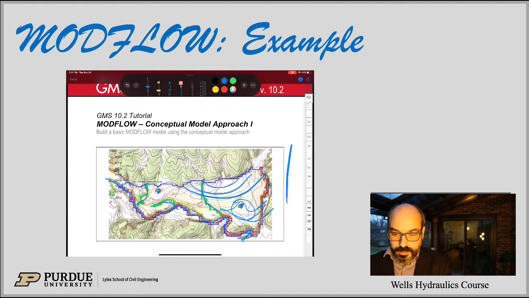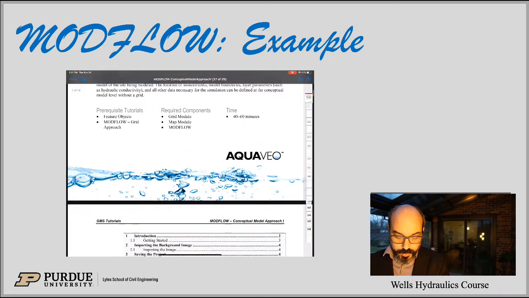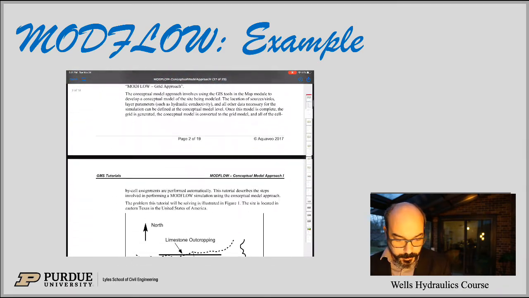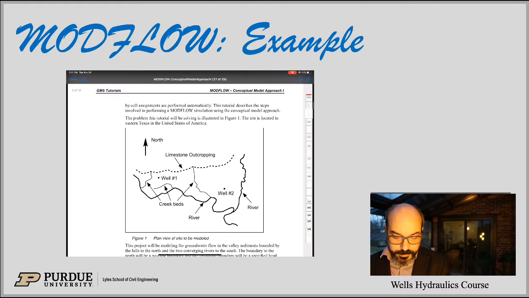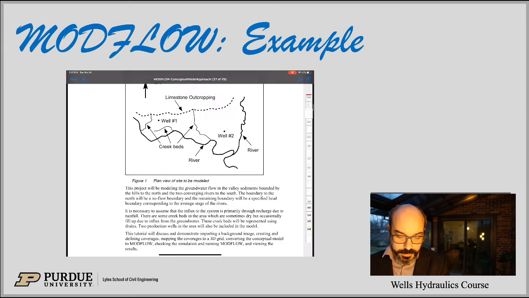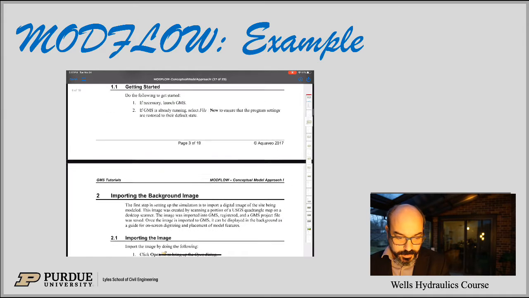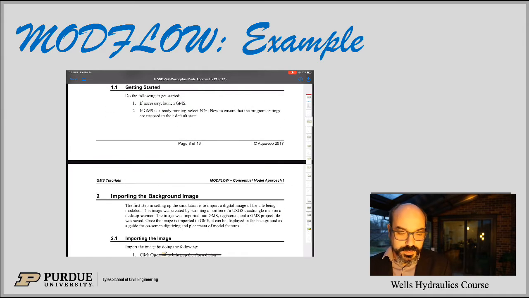And again, if we go into the document, step by step, here is the overall area that we're trying to model: the rivers, the two wells we want to put in, the limestone outcrop, the three creeks I outlined before, and then getting started. So again, it's really step by step.